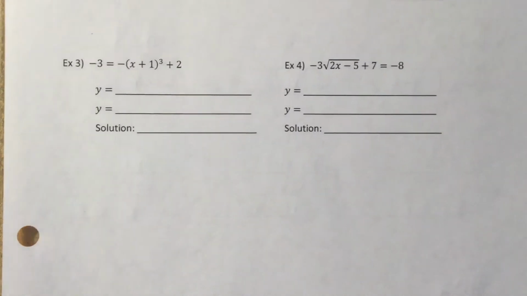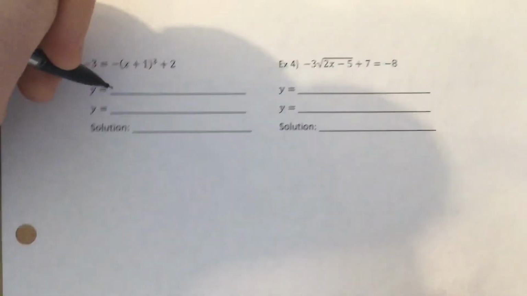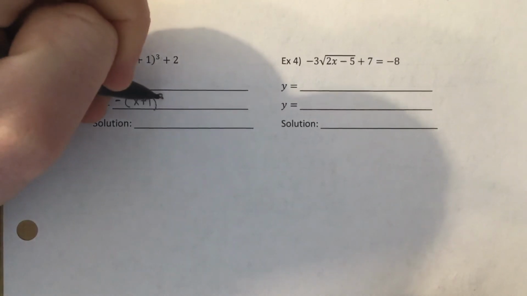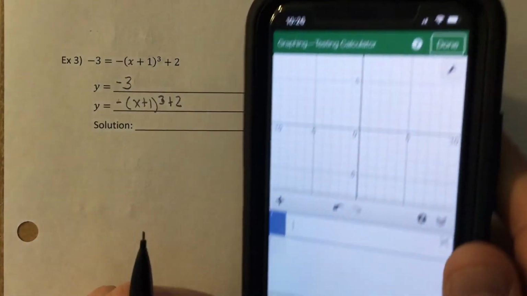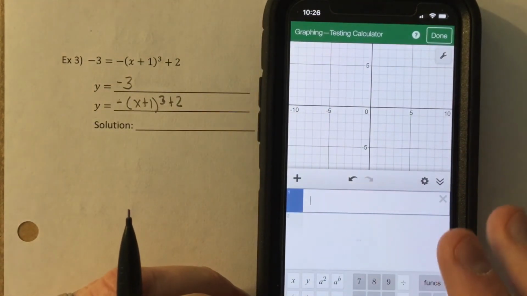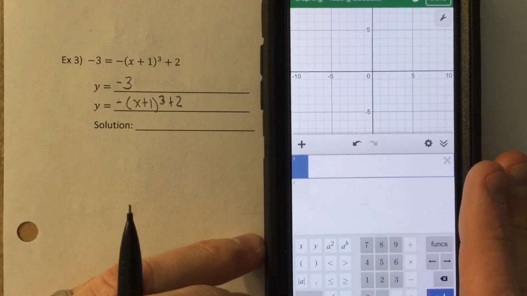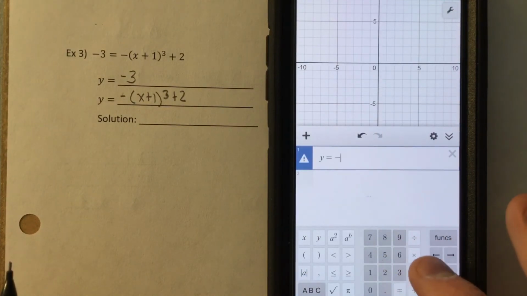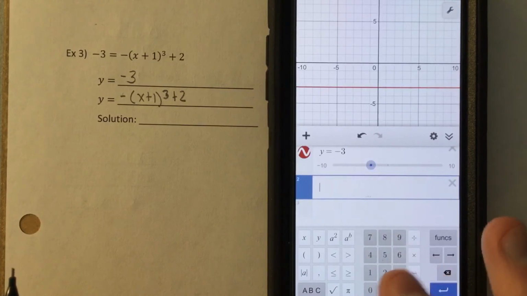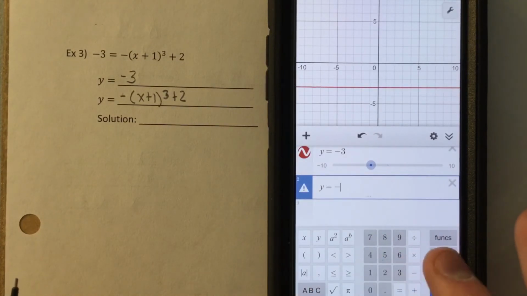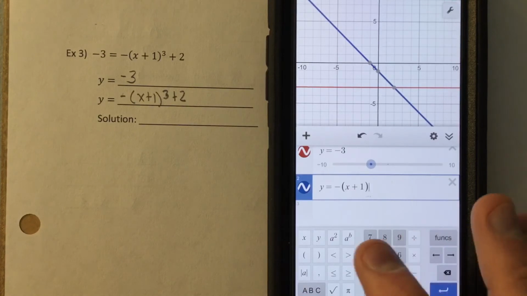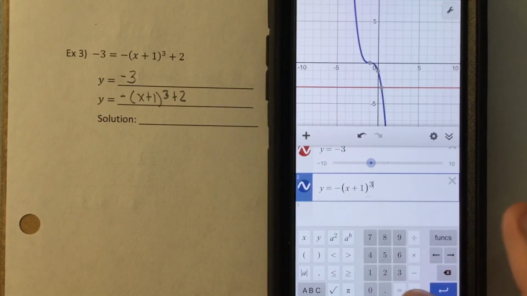All right, so let's take a look at using Desmos. I'm going to use Desmos on my phone, but you can do it on your computer as well. So again, I'm going to graph the left side, so y equals -3, and then graph the right side, negative x plus 1 quantity cubed plus 2. All right, so here it is with Desmos. So I'm typing in y equals -3. That was my left side. And then I'm graphing y equals negative, and then in parentheses, x plus 1, close your parentheses, cube that, so I have to press this a to the b, the 3, and then plus 2.